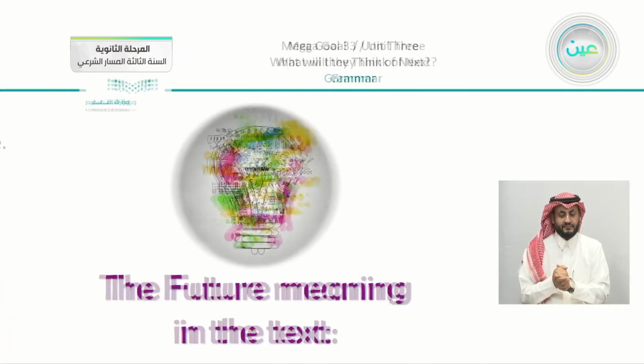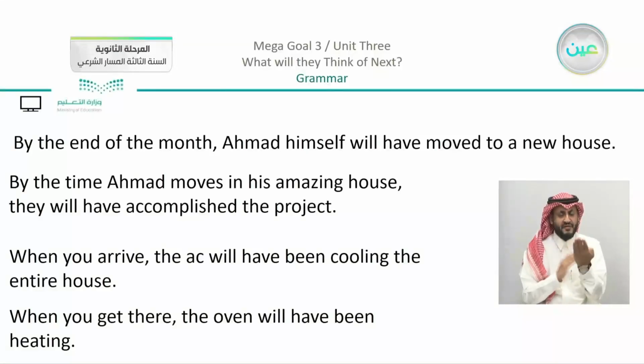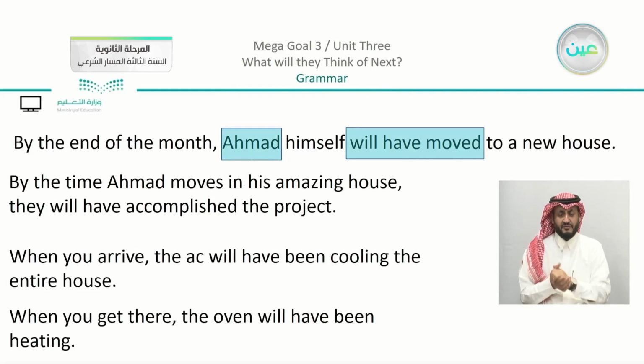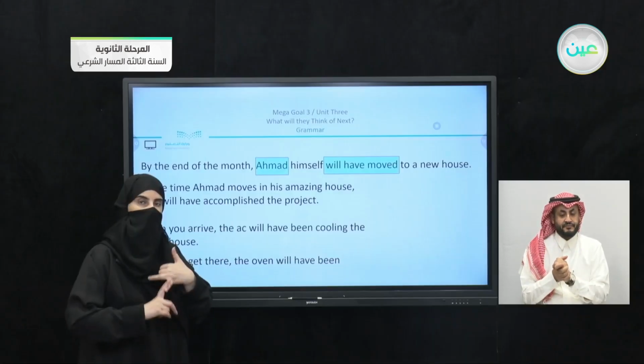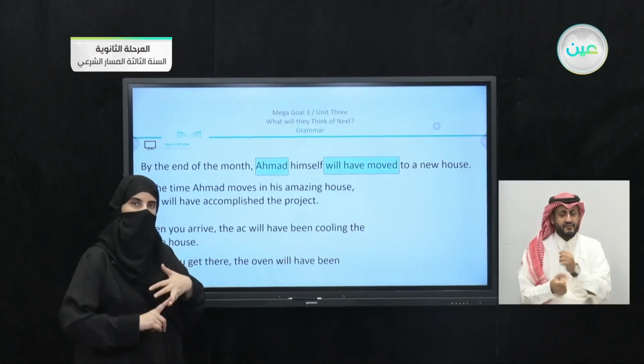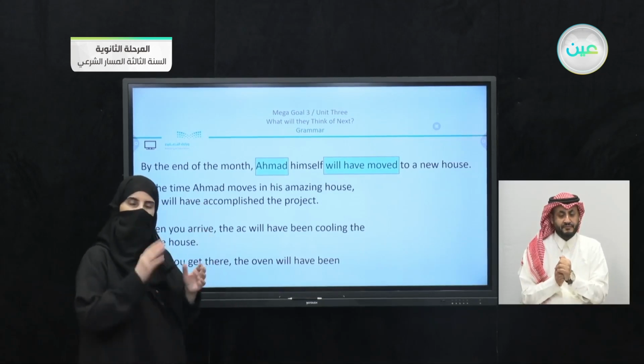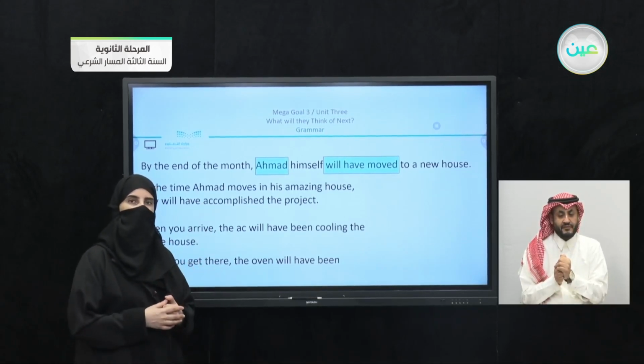The future meaning in the text. Now, these are just examples to highlight what we have here. Now you can see that Ahmed will have moved. Now we are talking about a singular here, Ahmed. He will have moved. So you can see that we have the helping verb will, we have have, sorry, the helping verb, and then moved, the past participle.